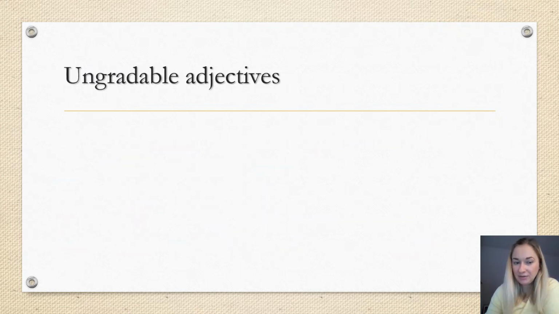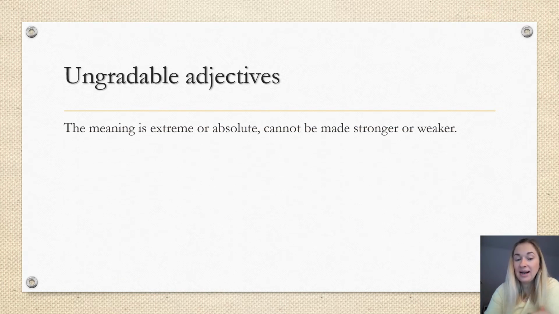Ungradable adjectives. What are they? Ungradable adjectives define the meaning of an adjective as an extreme or absolute, and they cannot make the meaning of something you describe stronger or weaker because it's already an extreme or absolute meaning. Let's take a look at the examples. Free, you cannot say freer, the freest, it's already free.